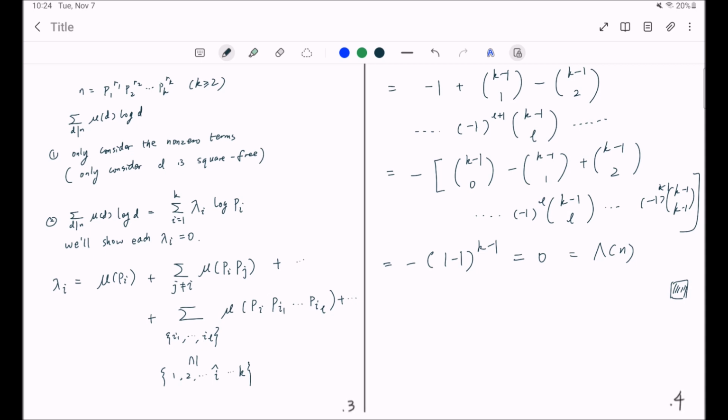And starting from the next section of the video series, we'll start talking about the famous Selberg's asymptotic formula.